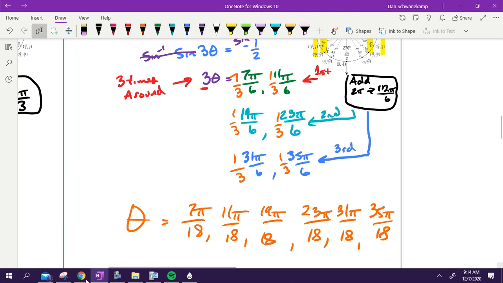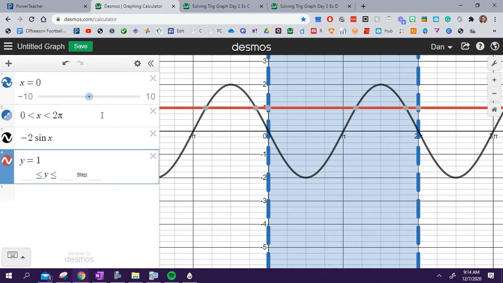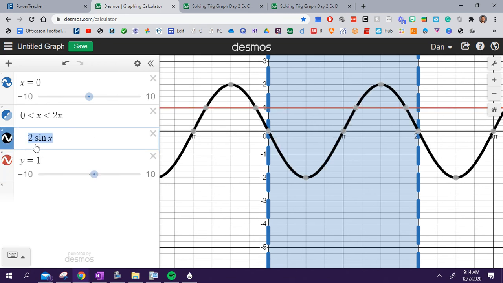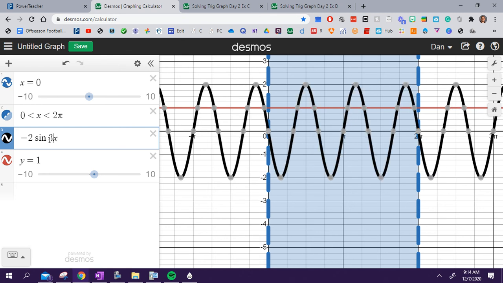Let's look at that real quick. So, -2 sine x, y equals 1. Yeah, the first time around, 7 pi over 6 and 11 pi over 6, those are my answers. But we threw a 3 in front. What's going to happen? 3 times as many answers. It changed it quite a bit. Here are those answers: 7 pi, 11 pi, 19, 23, 31, and 35. Kind of makes sense what's happening. Be careful with this idea.